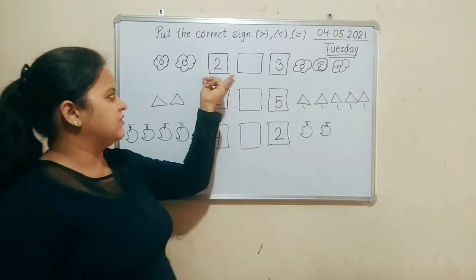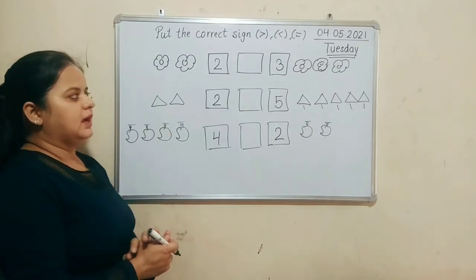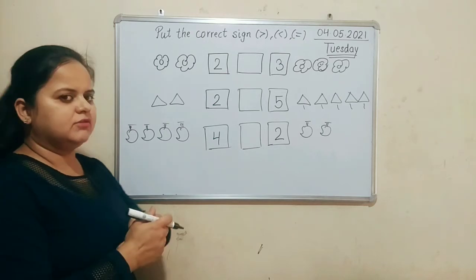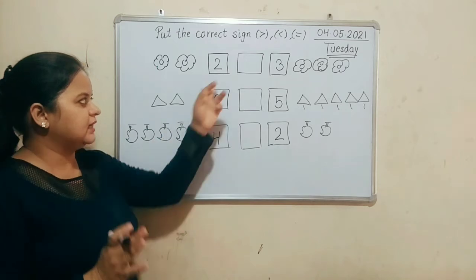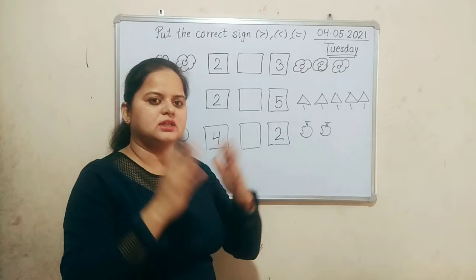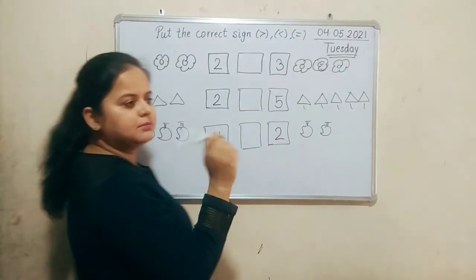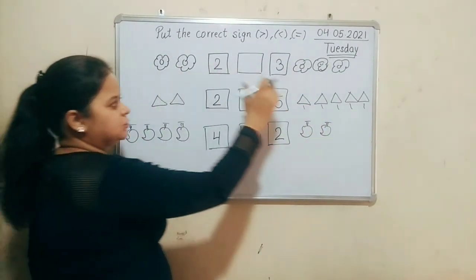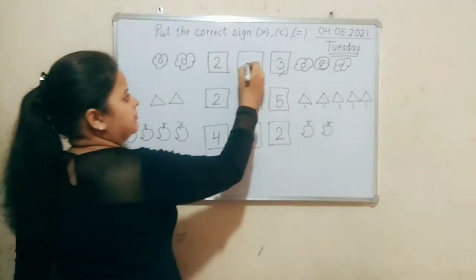Okay. In the first sum we have 2 and 3. Which numbers do we have? 2 and 3. And the numbers are showing the objects here. Ma'am has already told you that the number which shows fewer objects is the smaller number, and the number which shows more objects is the greater number. These flowers are more than these flowers. These flowers are more and these are less. So this is the greater number, means 3 is the greater number and 2 is the smaller number.